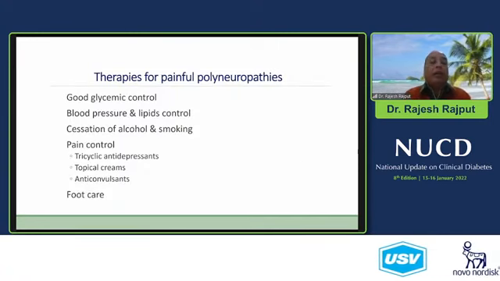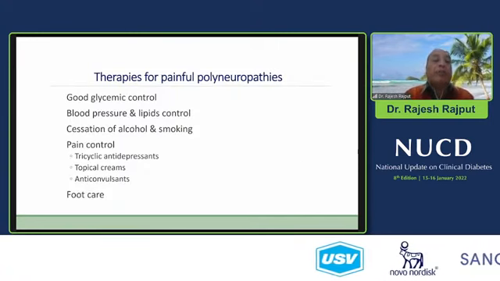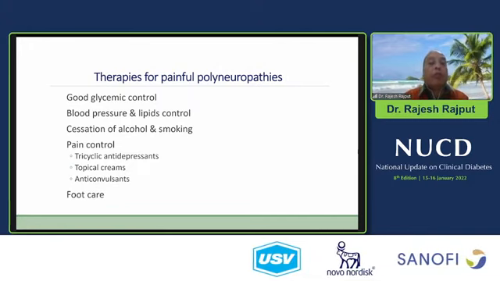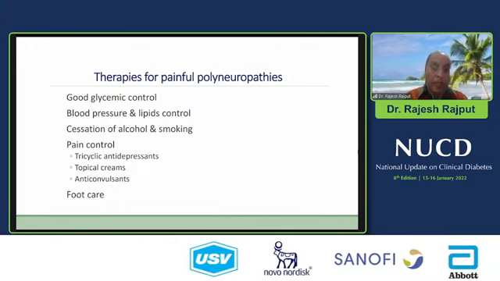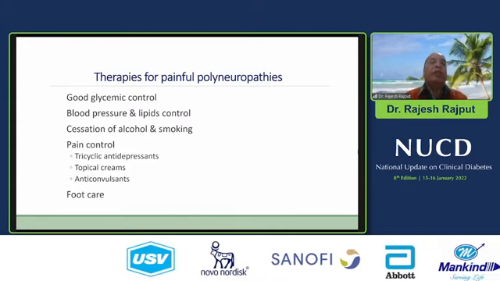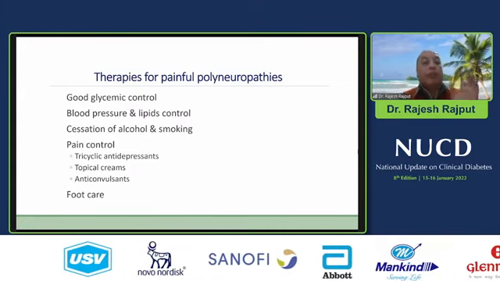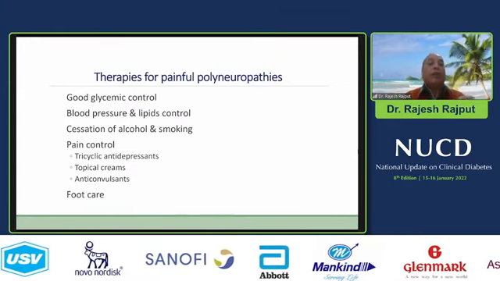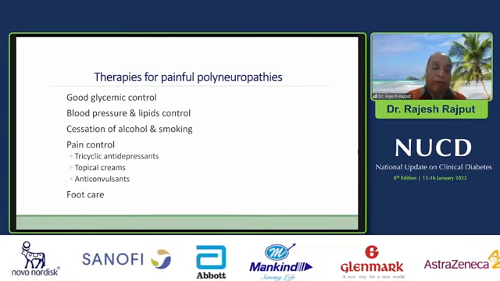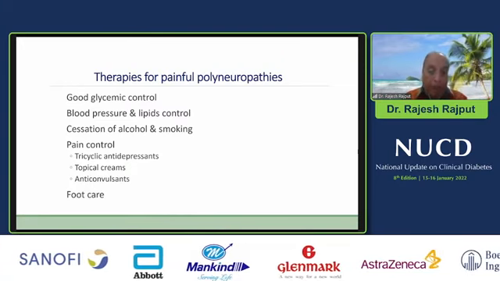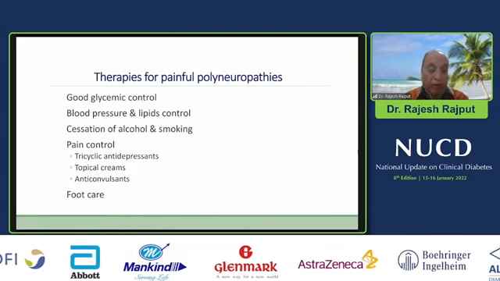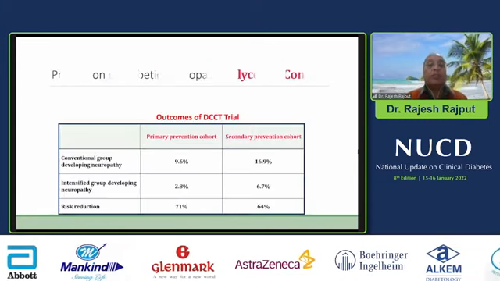How to treat? Now, obviously, good glycemic control is of utmost importance for all microvascular complications, irrespective of the duration of diabetes. Control of blood pressure, lipids, cessation of alcohol, and smoking. There are a number of drugs which are needed for control of pain, which we will discuss.